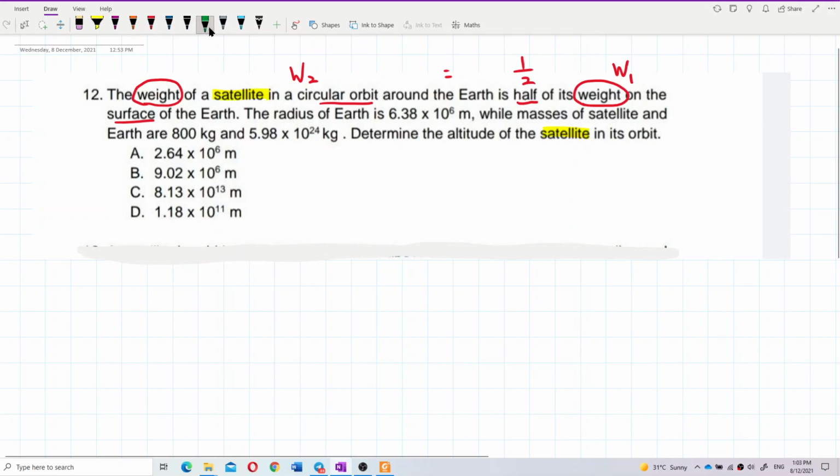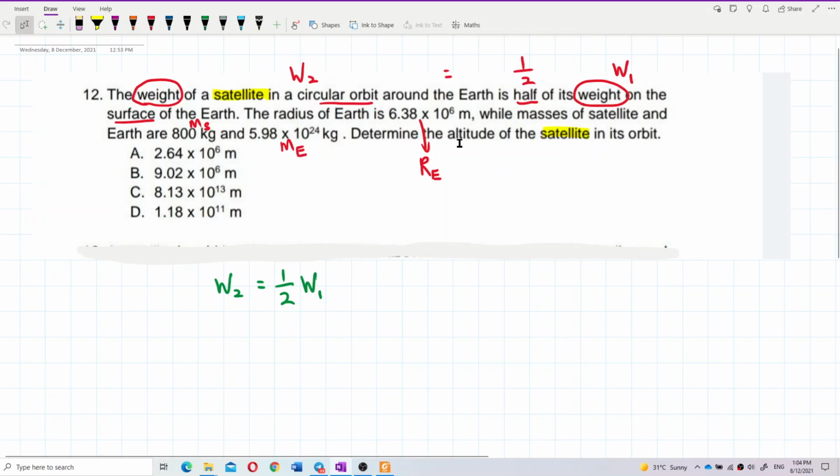So we can put it like this: the weight in the circular orbit is half of the weight on the surface of Earth. And this one is the radius of Earth. Okay, write that down. This is the radius of Earth. And you also give us the mass of the satellite and the mass of Earth. This is the mass of the satellite, and this is the mass of Earth.